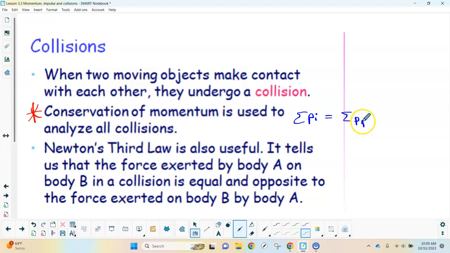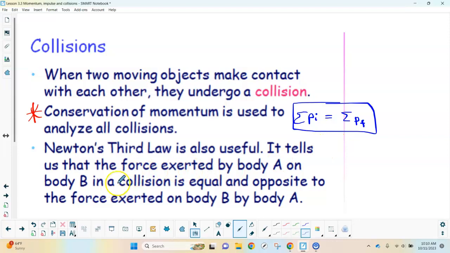So when you add up all the momentum of all the pieces before the collision and you add up all the momentum of all the pieces after the collision, this has to be true. That is the law of conservation of momentum, so long as you don't have any external forces. So in a collision, you just incorporate everything that's going to run into each other.